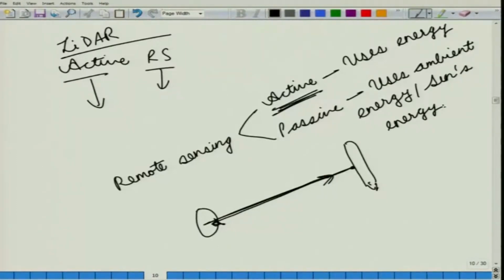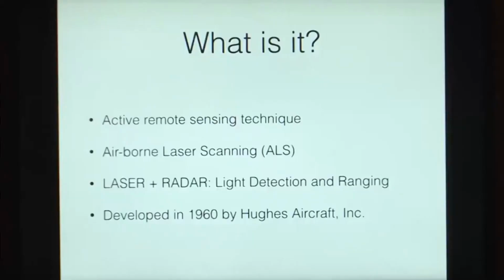Now, Lidar is an active remote sensing technique, which means that when you are using Lidar, you need an energy source to illuminate your object, and with that energy source, the radiations that are coming out will interact with your object and then they will come back. Now, coming to the slides again, it is a technique of airborne laser scanning. So, it uses laser, it scans things using laser's energy. It can be used in an airborne fashion.